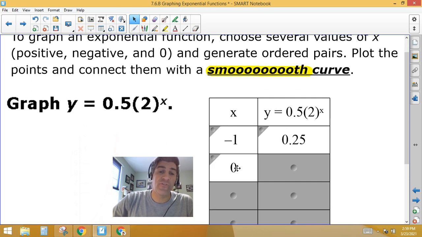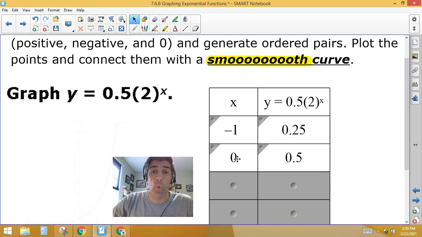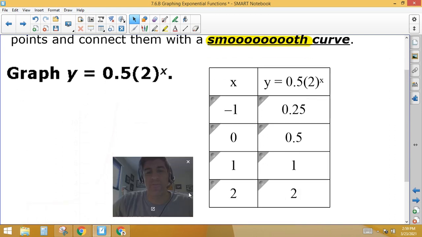Pick my next one, 0. 0 is always a great one because what's 2 to the 0 power? Anything to the 0 power, we learned that last second, is 1. So 2 to the 0 is 1, times 0.5 gives me 0.5. So the next ordered pair would be 0, 0.5. They're kind of hard to graph, so the ordered pairs you create sometimes may not be helpful. That's the way it goes. Plug in 1, I get an output of 1. I plug in 2, I get an output of 2.